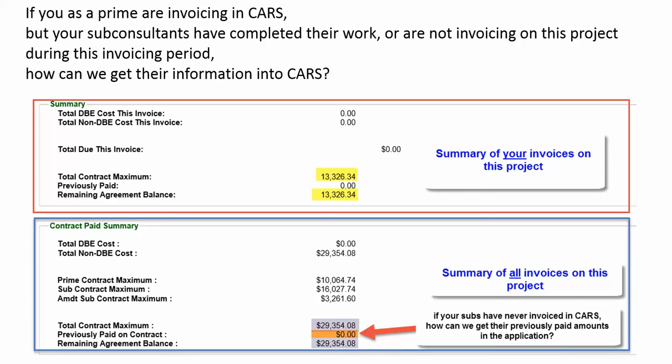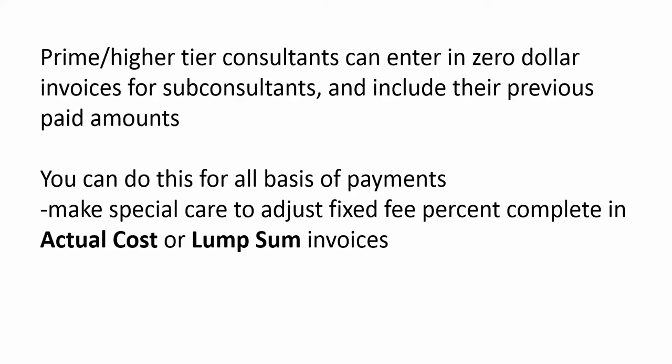So what if you've got some subconsultants that have invoiced prior to CARS? We need to get their information in there so the correct amount is displayed. So the prime or higher tier consultants can enter in a $0 invoice for the subconsultants and then include their previous paid amounts. You can do this for all bases of payments. I do want to show you how to take care of actual cost or the lump sum invoices.